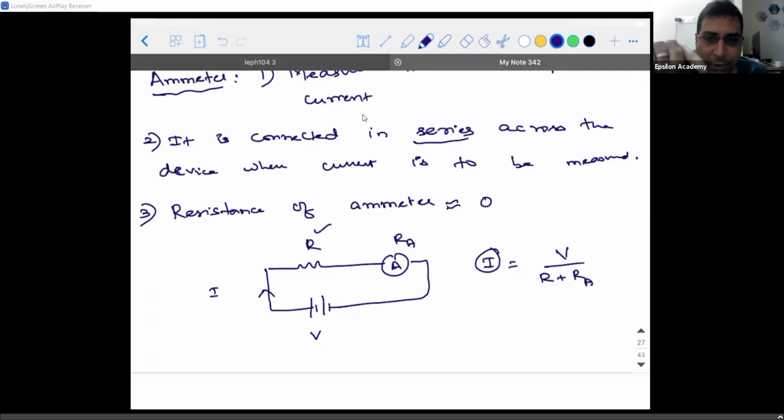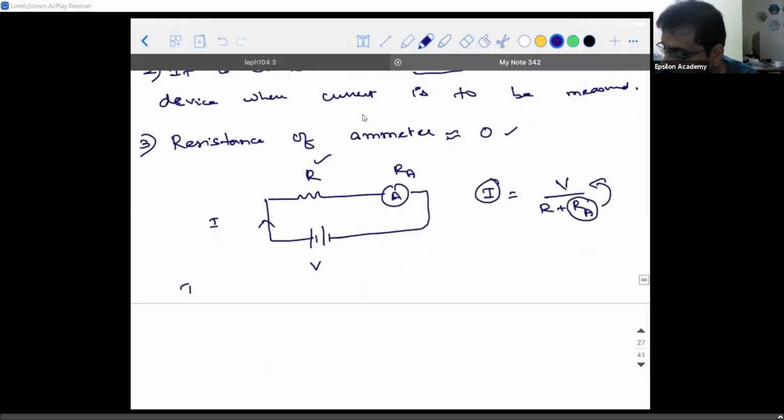Now what is happening? Because of the resistance of the ammeter, there is actually a decrease in the measured value of current. In order to avoid that, generally the resistance of the ammeter is kept very, very low, approximately 0. Generally, the resistance of an ideal ammeter is taken to be 0. So an ideal ammeter's resistance is considered to be 0. Have this in your mind.